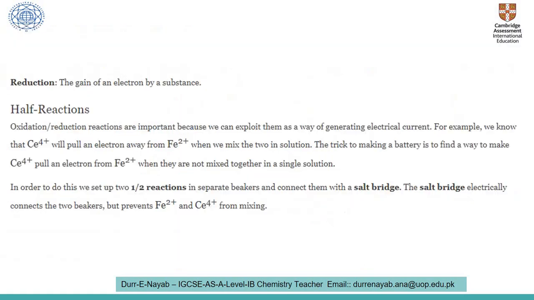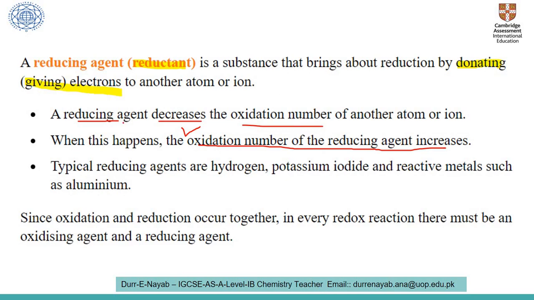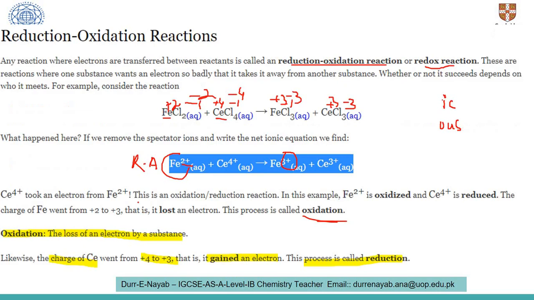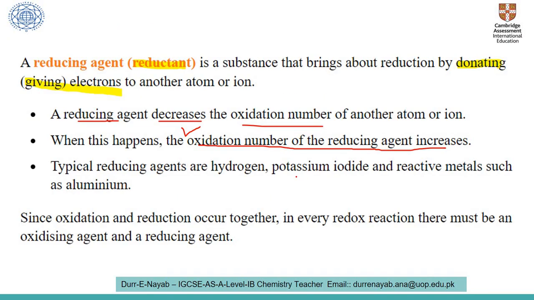Now this is fine. What was the other statement? A reducing agent decreases the oxidation number of another atom. So what will this reducing agent do? It will decrease the oxidation number or state of the cerium from plus 4 to plus 3. So there is a decrease, you can see here. Okay, now we will move further.